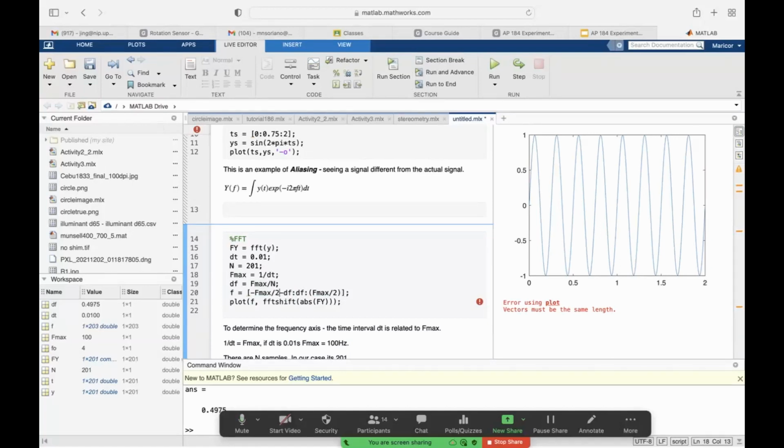Teka. Okay. So inurong ko lang yung plus df pala. Plus df.